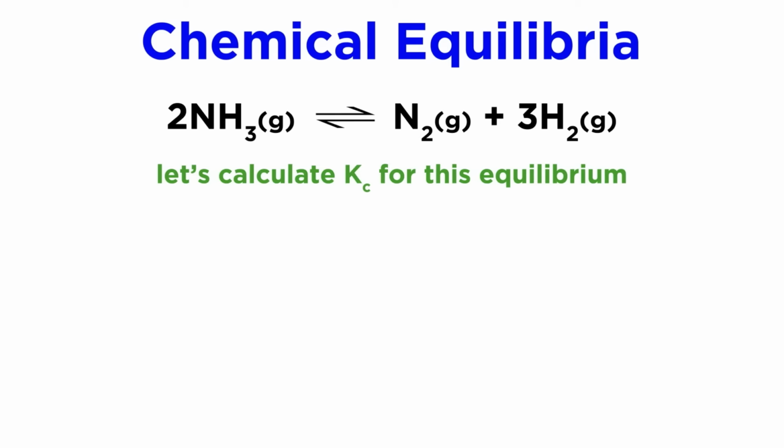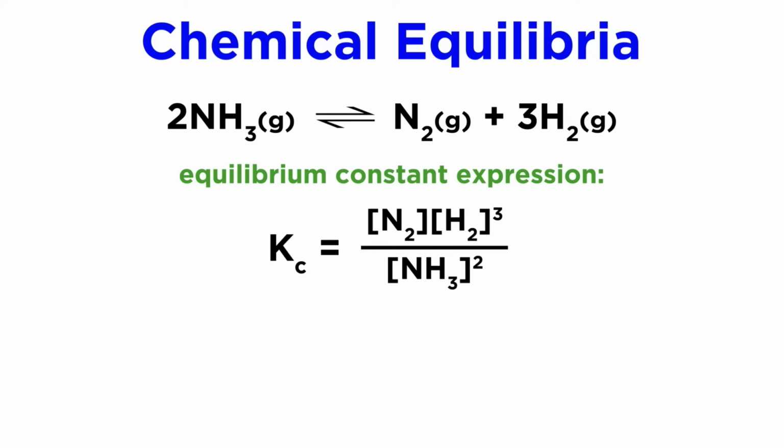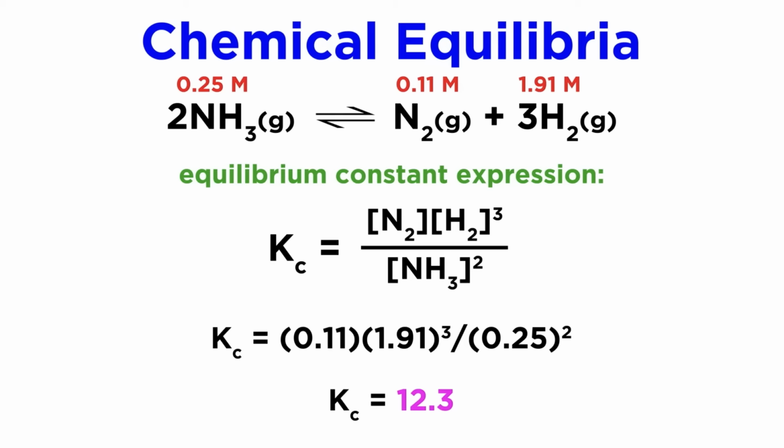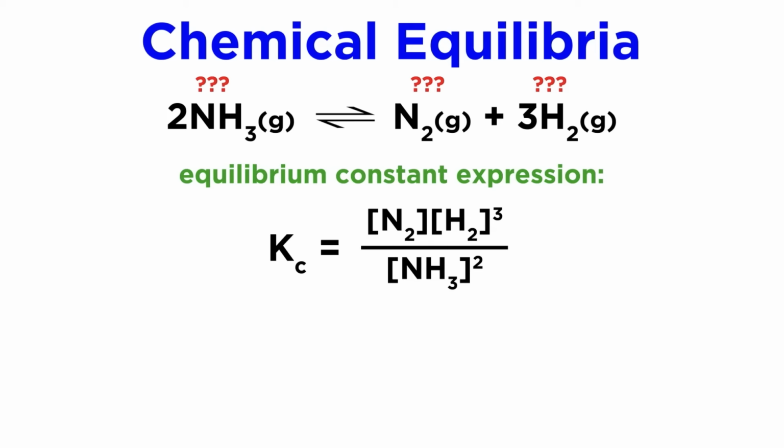First, let's calculate Kc, perhaps for the decomposition of ammonia. This is quite simple because we already know how to write the equilibrium constant expression, which is the same as the reaction quotient expression. That would look like this. If we happen to know all these concentration values from experimental data, we would simply plug them into this expression to calculate Kc. But sometimes we may have to calculate one or more of these concentrations.